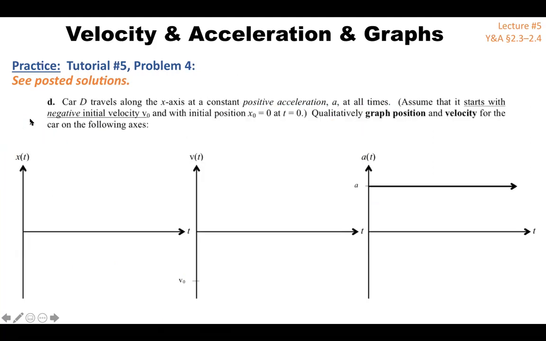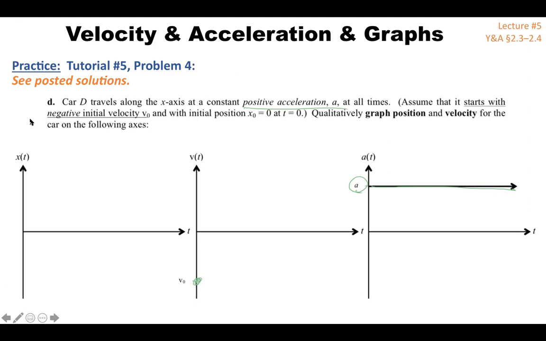All right, and then finally, let's try one that's a little more complicated. That's letter D. So for letter D, we're told that you have a little car that has a constant positive acceleration, shown here in this graph on the right, and it starts off with an initial negative velocity. Okay, so this is a little car that is initially going in reverse at a pretty fast speed, and then it has a constant positive acceleration at all later times.